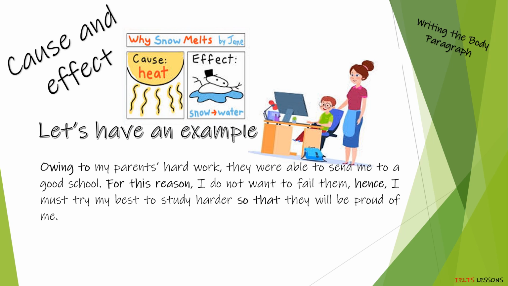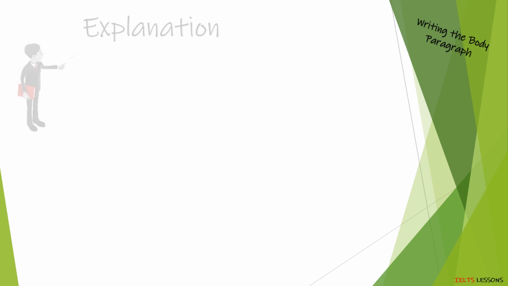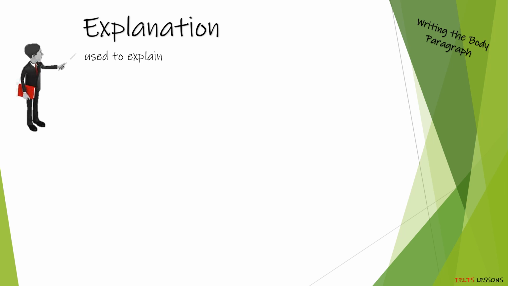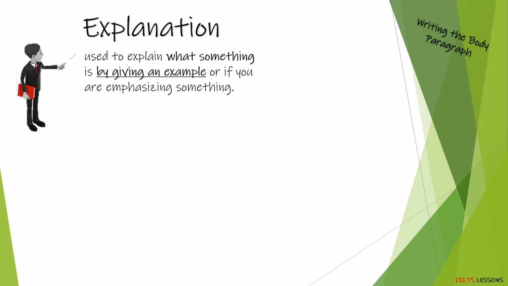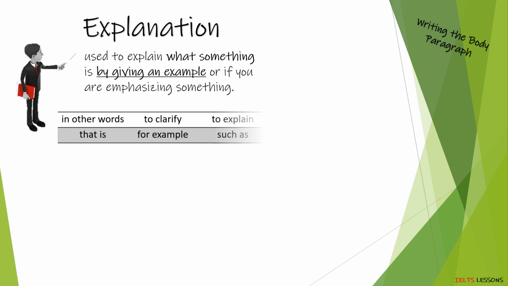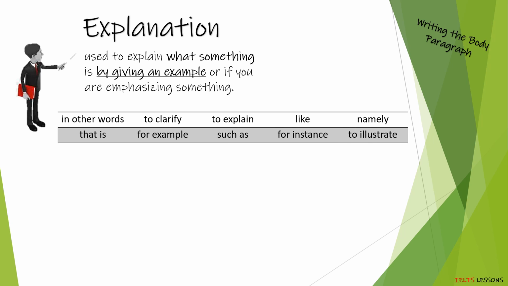Alright? Next is when we would like to explain what something is by giving an example, or if you are emphasizing something, then we can use here transition words and phrases about explanation. And here below are the transition words and phrases to explain something by giving an example.